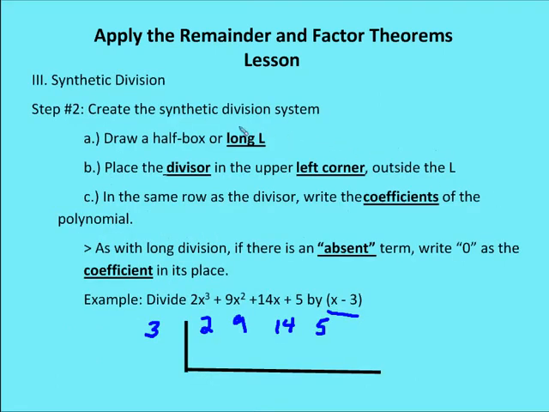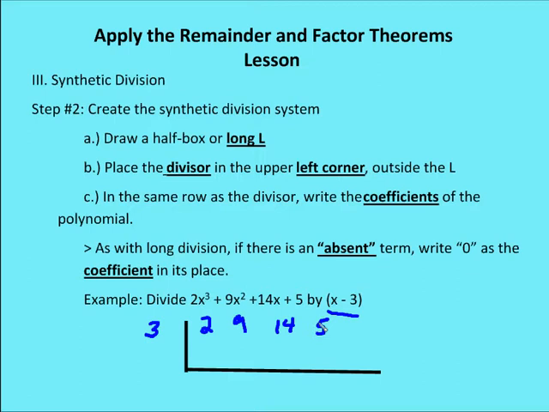Okay, next step. I'm going to create a synthetic division system. I draw my half box, here it's a long L. I place the divisor, which is 3, in the upper left corner outside the L. In the same row as the divisor, I write the coefficients of the polynomial. So I had 2, 9, 14, and 5, and I wrote those in the first row.